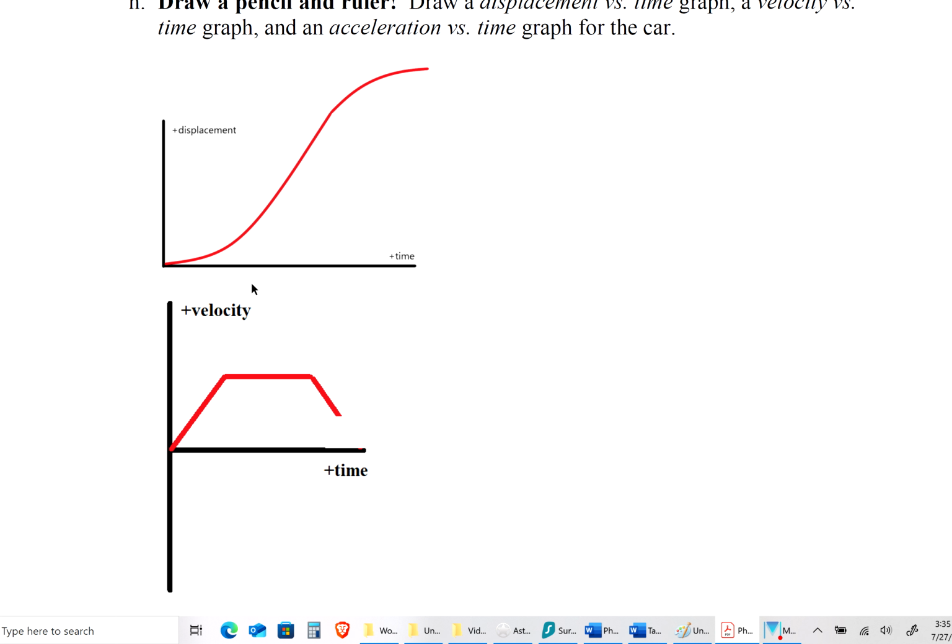So when we start from rest and we speed up, the slope increases on a displacement time graph. Then when we move at a constant speed, the slope is constant on a displacement versus time graph. And when we slow down, the slope decreases on a displacement versus time graph. Remember that the slope of a displacement versus time graph tells us the velocity.